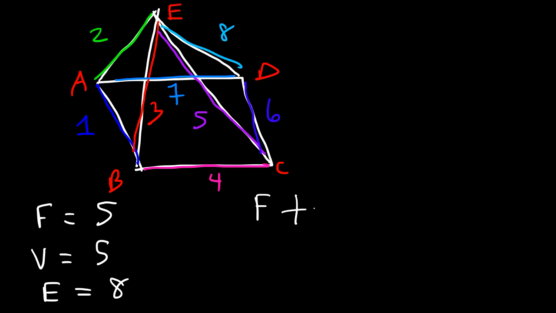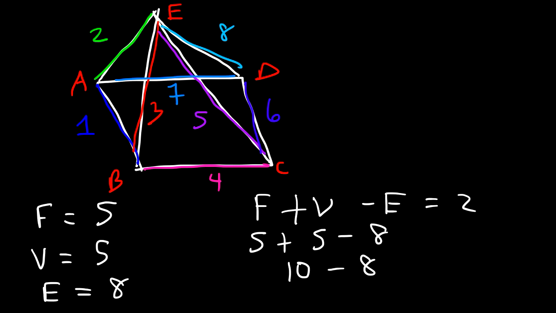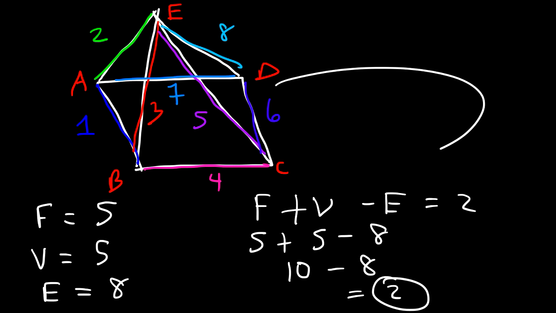So the faces and the vertices minus the edges has to equal 2. So F is 5, V is 5, and E is 8. 5 plus 5 is 10. 10 minus 8 is 2. So this is another figure that works in harmony with Euler's formula.